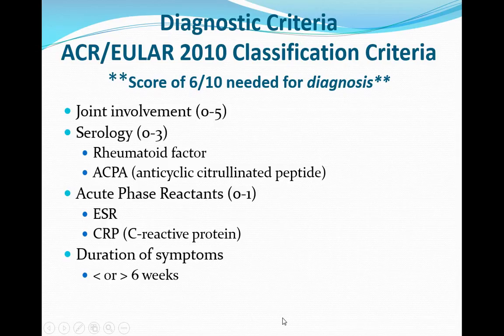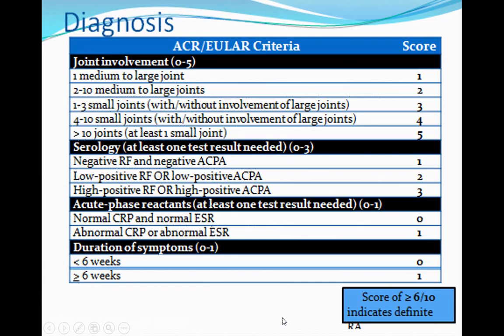They use these criteria, and on your handout, you can see how we use them. We count how many joints are involved, we count how many positive serology tests we have, and we look at the acute phase reactants. I think I have the chart that we use, and we take each of these and add it up. If the score is 6 or greater, then we end up with a positive diagnosis of rheumatoid arthritis.